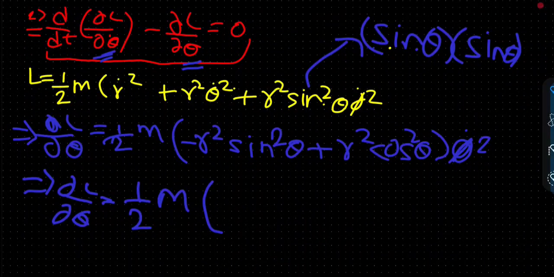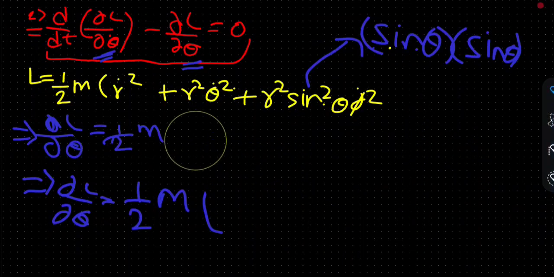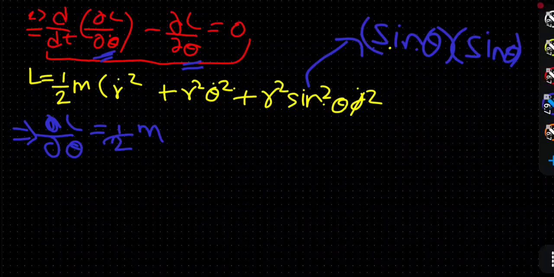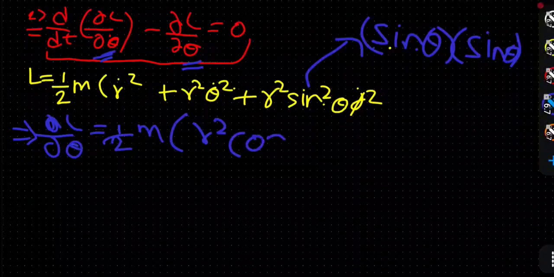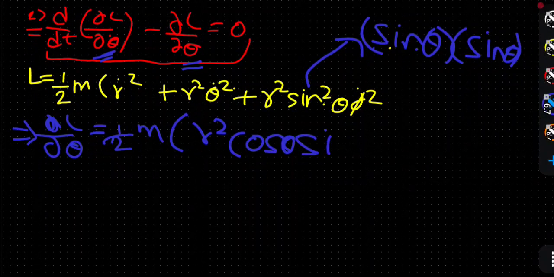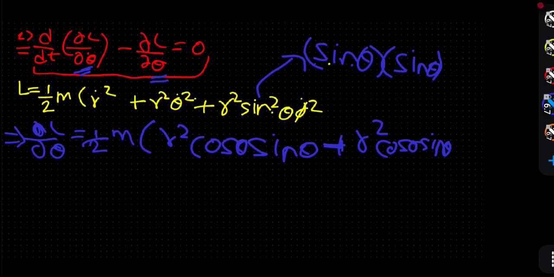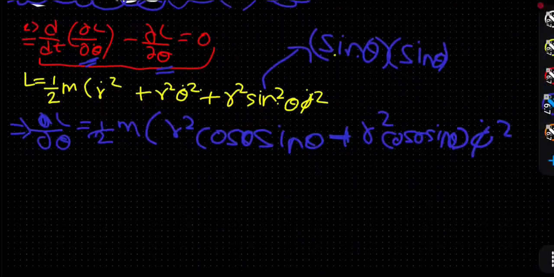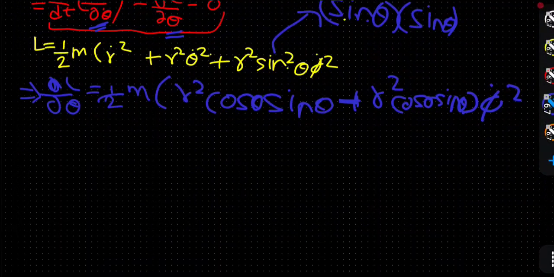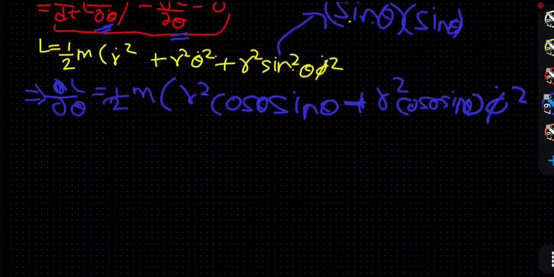oh, one minute, there is a wrong differentiation here. Sorry for this. First we will differentiate sine theta, and then we get r square cos theta sine theta, then plus r square cos theta sine theta, and here phi dot square. I did the product rule wrong and misinterpreted the terms. So these are our expressions.